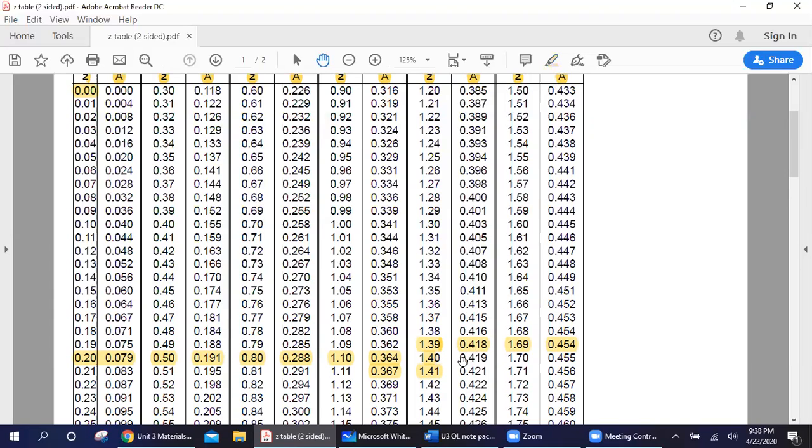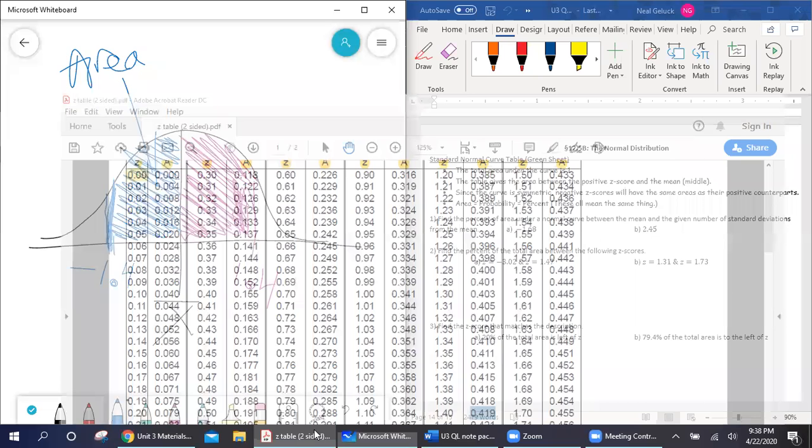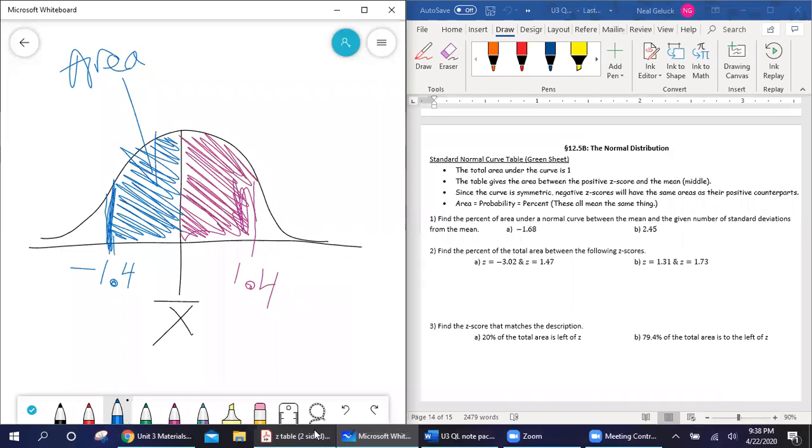And the area that goes with 1.4, let's just get rid of all that mess. The area that goes with 1.40 is 0.419. So the area of this blue would be 0.419. And also, if I cared, the area of that purple would also be 0.419.